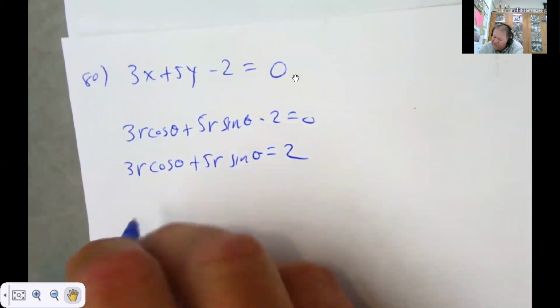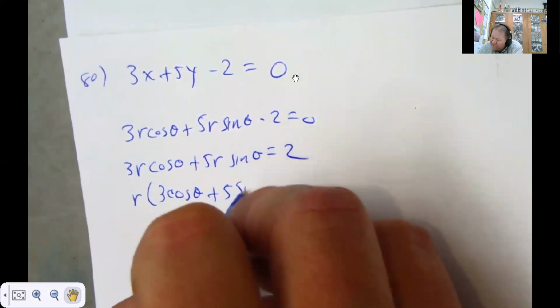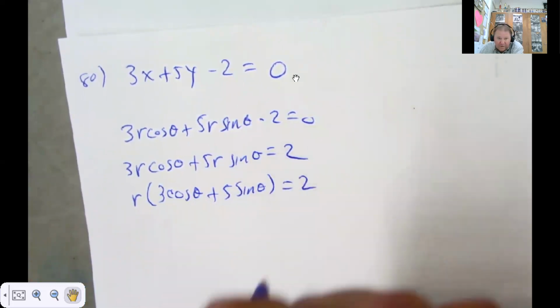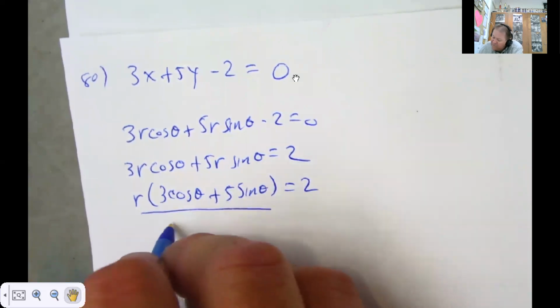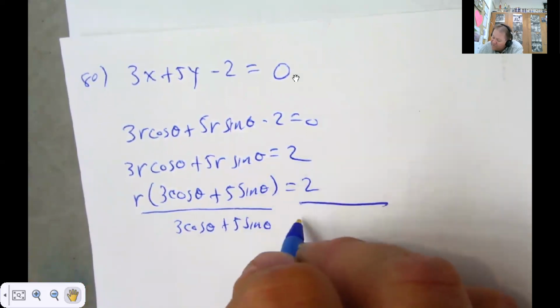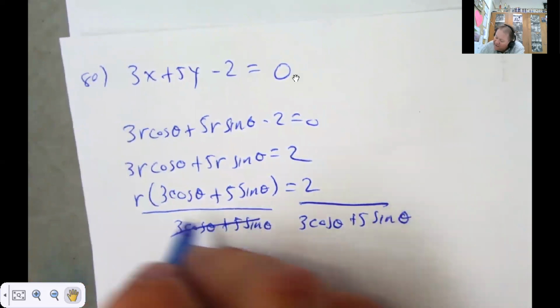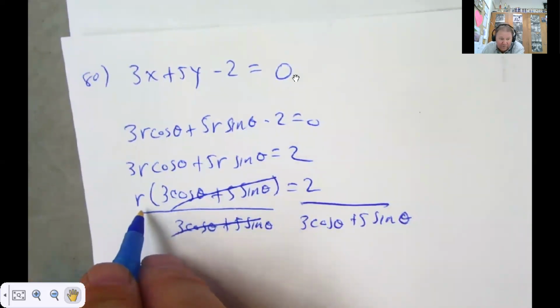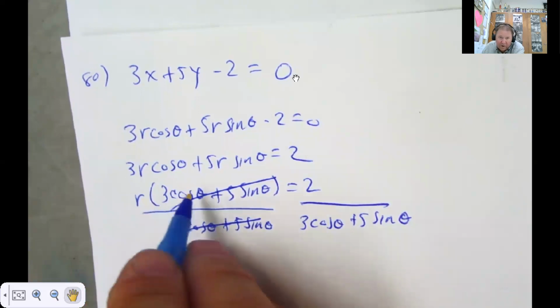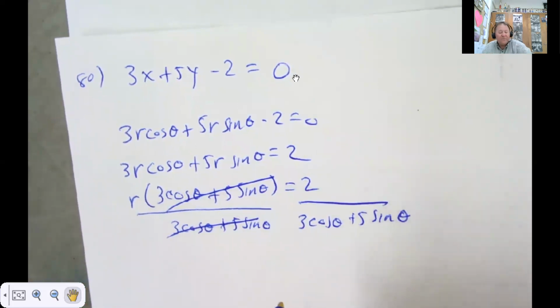Factor out an r out of both of these. This would be r times 3 cosine of theta plus 5 sine of theta equals 2. Then divide the whole left side by 3 cosine theta plus 5 sine theta, and the whole right side by 3 cosine theta plus 5 sine theta. They cancel, and you get the polar form: r equals this expression over here. Let me just make sure that's right. Yeah, that's it.